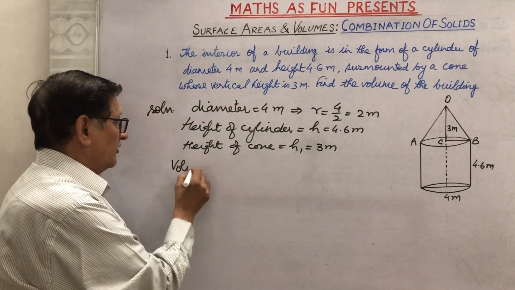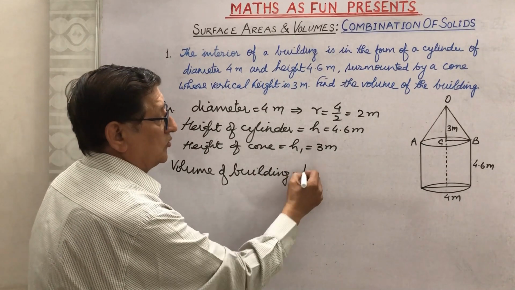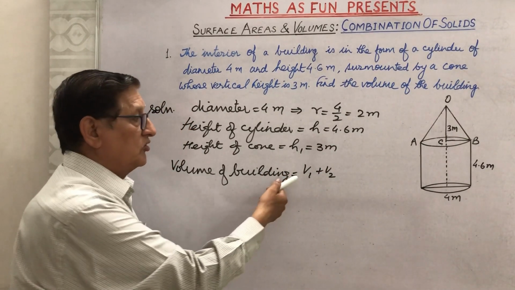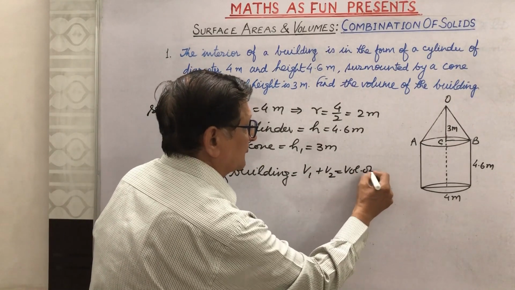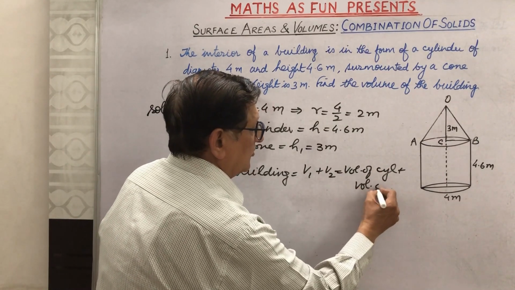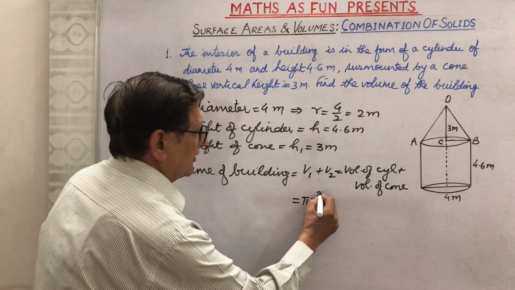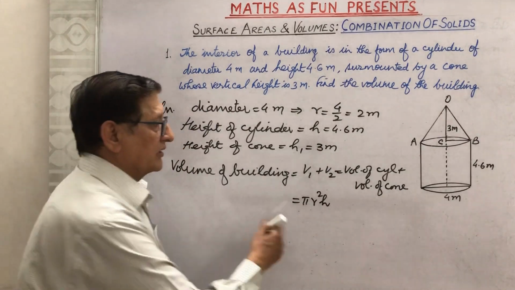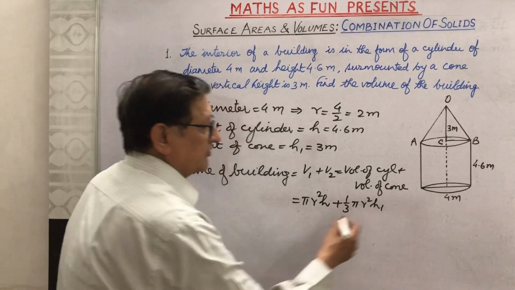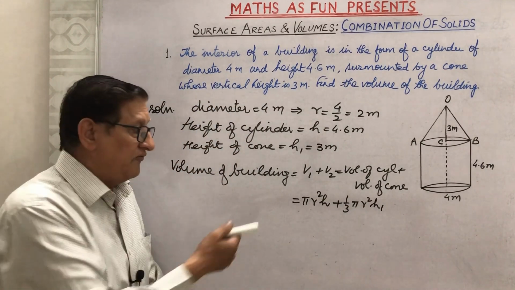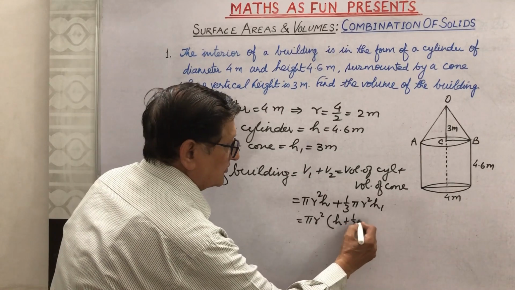So we write, therefore, volume of building is equal to V1 plus V2, that is volume of the cylinder plus volume of cone. We know the volume of cylinder is pi r square h, and the volume of the cone is 1 by 3 pi r square h1 here, because height is h1. If we take pi r square common on both, this will be h plus 1 by 3 h1.